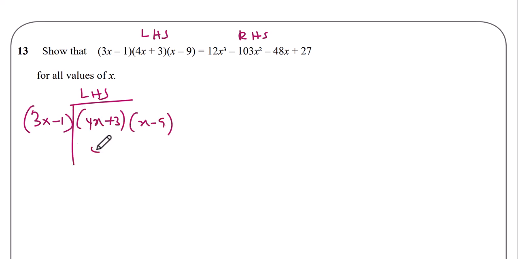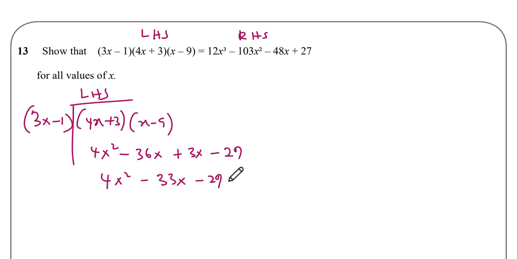4x times x is 4x squared. 4x times minus 9 is minus 36x, and 3 times x is plus 3x, and 3 times minus 9 is minus 27. And that's going to be 4x squared minus 36x plus 3x is minus 33x, and minus 27. Again, put that in brackets and bring this one down.